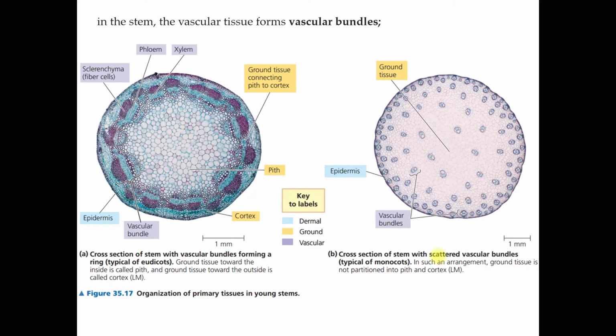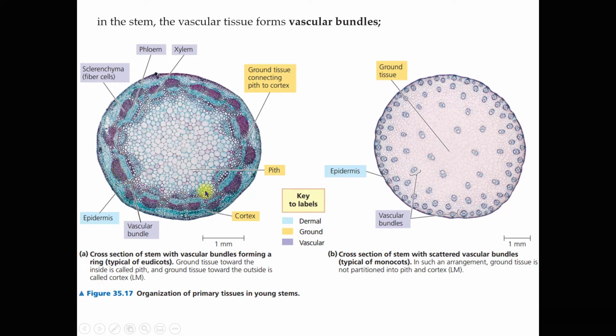Now, in the stem, these vascular tissues form the vascular bundle. So, a cross section of a monocot, this is where the vascular bundle is, where we have the xylem and phloem. Right, there are very many vascular bundles. Okay, this is the stem of a monocot. Now in a eudicot stem, cross section, this is the vascular bundle. We have the xylem here, and then we have the phloem here. This is the sclerenchyma of the phloem. We discuss about this later on.